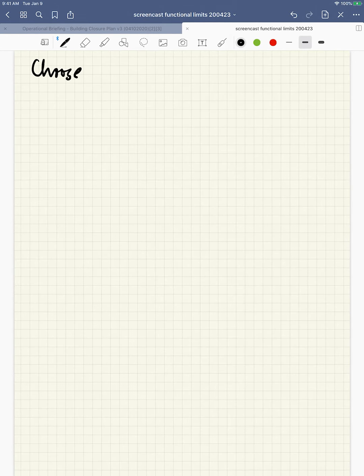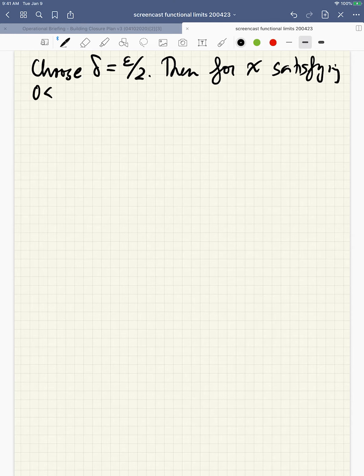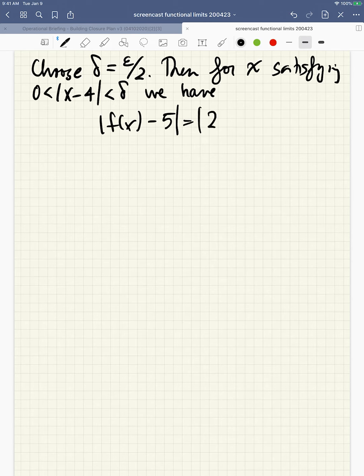Choose delta equal to epsilon over 2. Then for x satisfying 0 less than |x minus 4| less than delta, we have |f(x) minus 5| equals |2x minus 3 minus 5| equals |2x minus 8| equals 2 times |x minus 4|, right? So here we're redoing our scratch work.